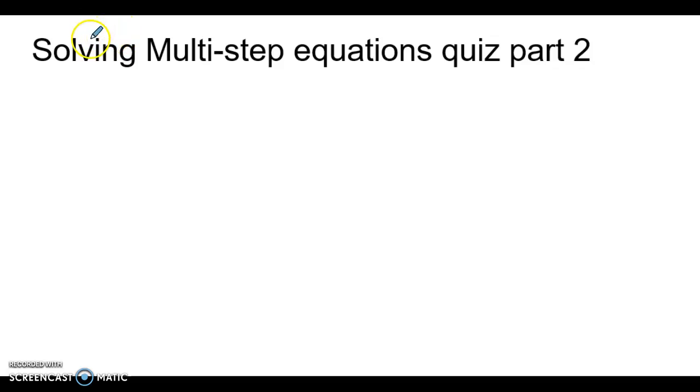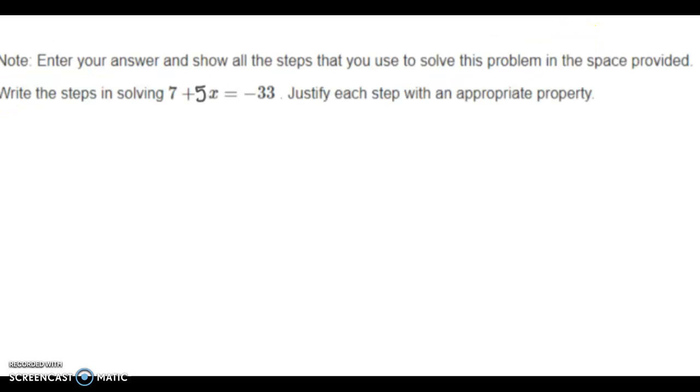This is the Solving Multi-Step Equation Quiz Part 2. So here's your help video if you're working on Part 2. It says, enter your answer and show all the steps that you use to solve this problem in the space provided. Write the steps in solving, and here's my equation, and then it says justify each step with an appropriate property.